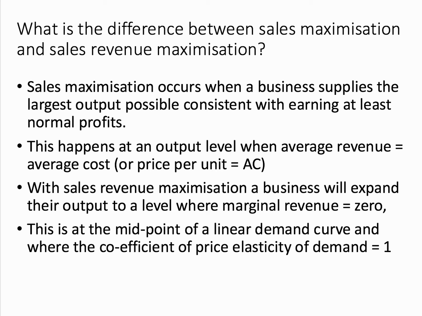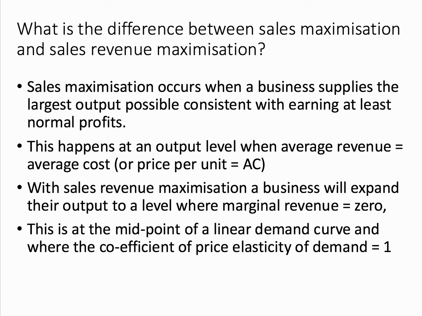Slightly different objective with sales revenue maximization. The business is trying to make the highest total revenue it can, and that is at an output where the marginal revenue is 0. Marginal revenue is the change in total revenue from selling 1 extra unit. Now, marginal revenue is 0 at the midpoint, halfway point of a linear demand curve. It's also where the elasticity of demand has a coefficient of 1, or unity.